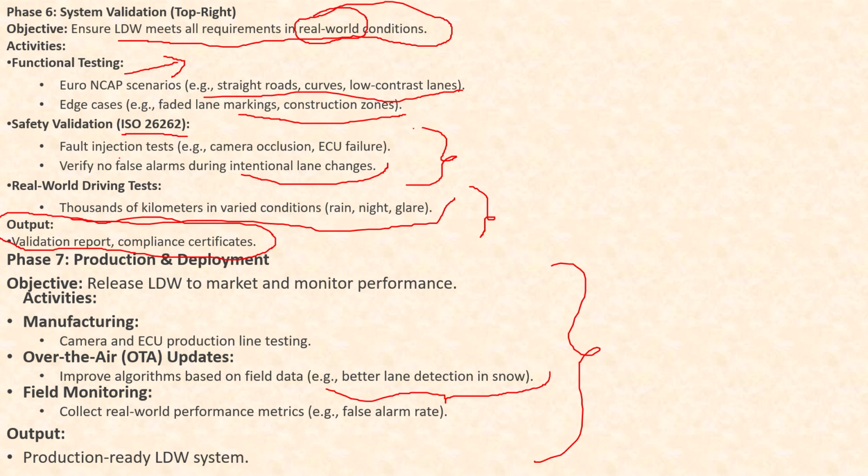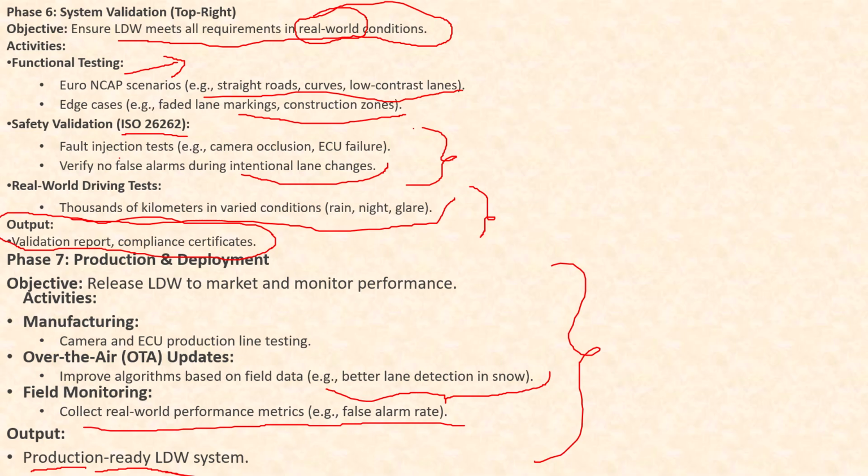Now what is meant by field monitoring? Field monitoring is nothing but collecting the real world performance metrics. Based on the feedback from the actual driver, the real world field monitoring is completed. And what is the output? Once this production and development phase is completed, then you are 100% sure that it is production ready and it is handed over to the production department.